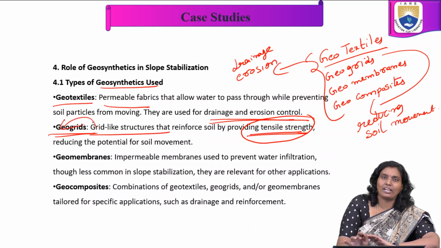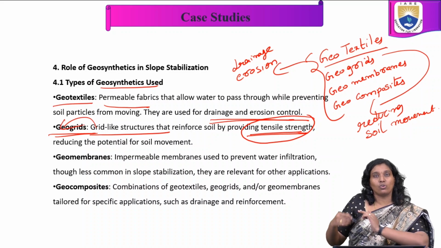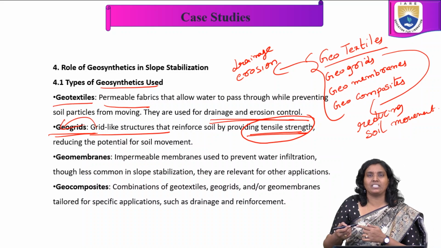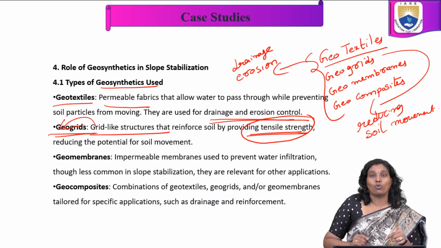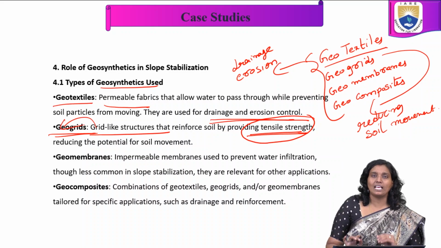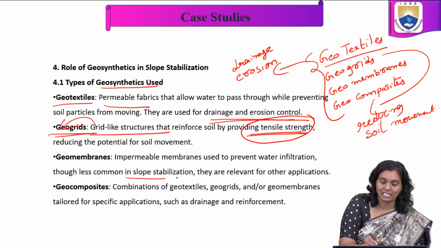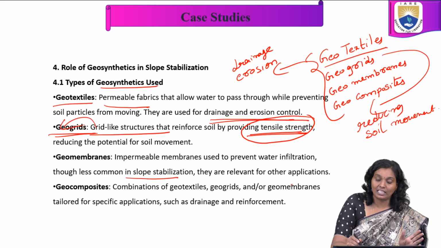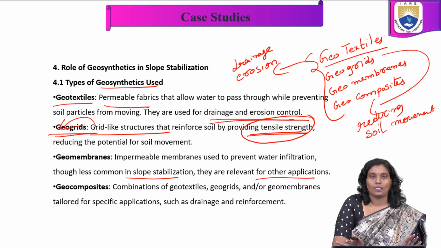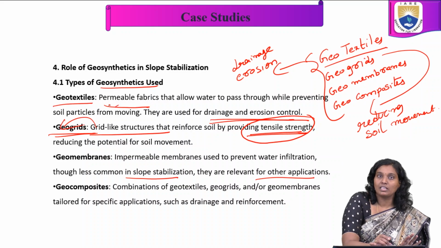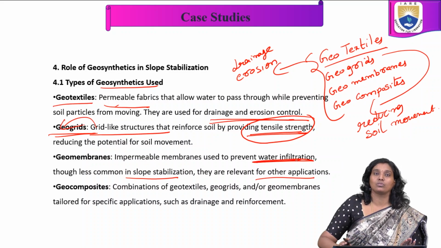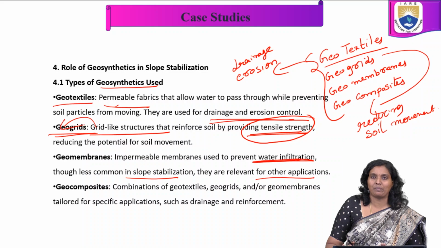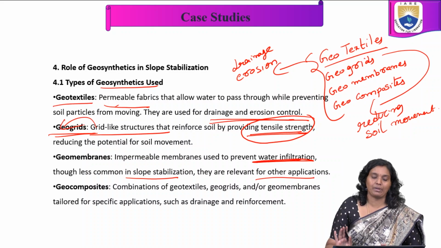Now, geomembranes. Geotextiles are permeable fabrics, whereas these are impermeable membranes used to prevent water infiltration, though less common in slope stabilization. They are relevant for other applications.